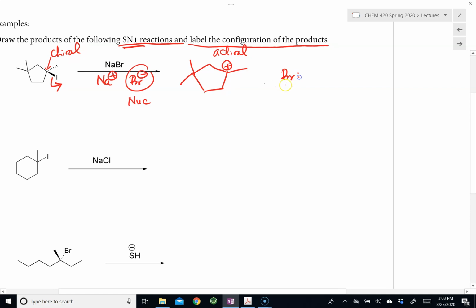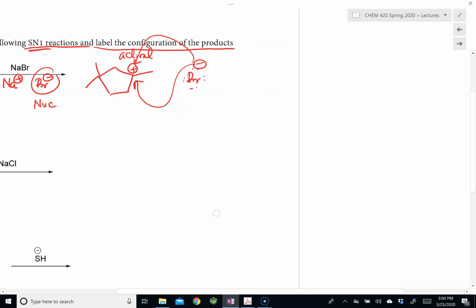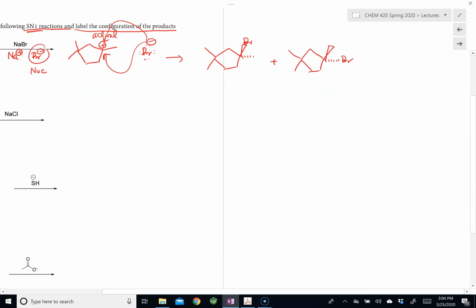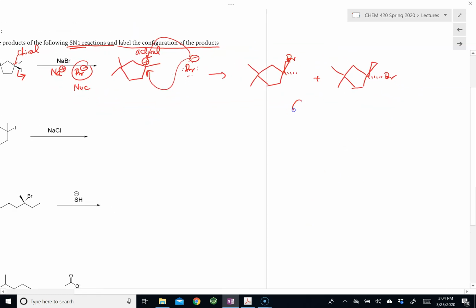So in the end, we'll be making this product. The bromine can attack either from the top or from the bottom, leading to both of these products. This will be the product when the bromine attacks from the top, and this product here will be the product when the bromine attacks from the bottom. And we'll be forming both of these products, a racemic mixture.